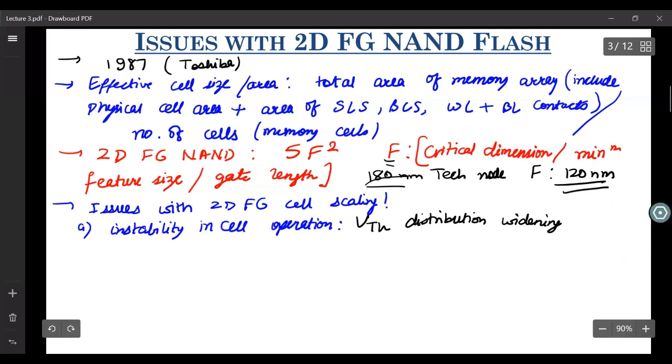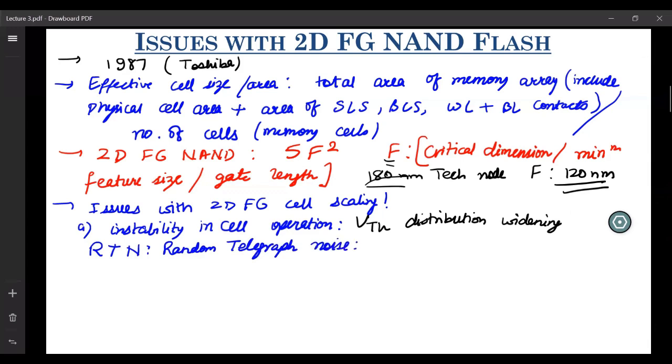And there were several factors which were responsible for this. One of the factors responsible for this is called RTN. Let me write that. As you scale down these devices, your RTN kind of dominates. So what is this RTN? RTN is random telegraph noise.